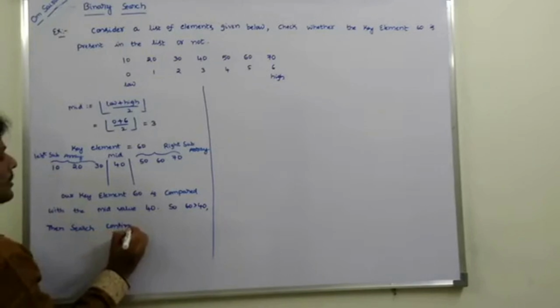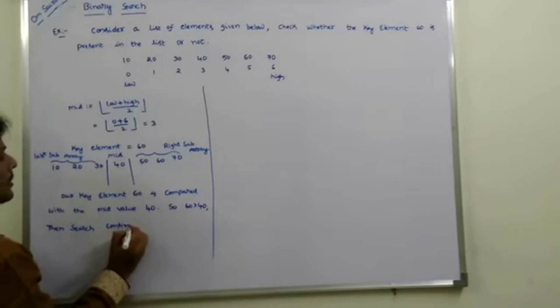Okay. So now consider the right sub array. That is 50, 60, 70. Now we have to take the low value and the high value. What are the indexes? So 4, 5, 6.